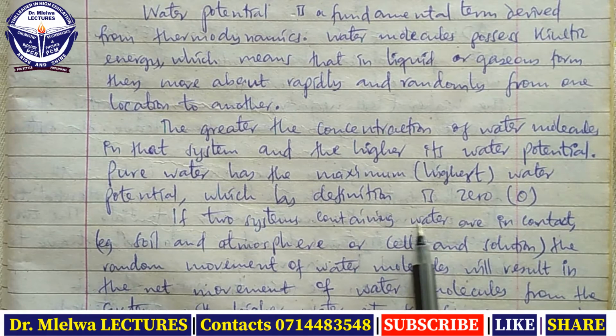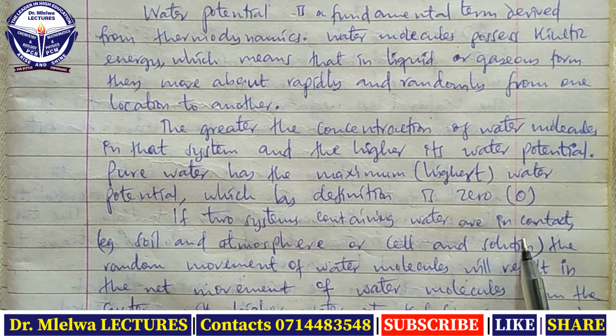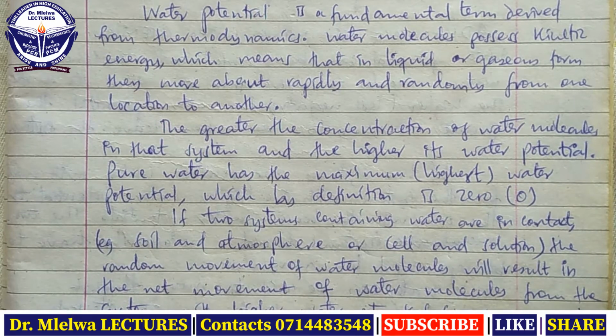If two systems containing water are in contact, such as soil and atmosphere, or cell and solution, the concentration or amount of water in the soil and atmosphere is different. Or even when you take a cell and put it in a solution containing water. When we talk of a solution, we mean we have taken a solute and dissolved it in a solvent, and most of the time this solvent is water. So in all of these conditions, we are putting in contact two media containing water.